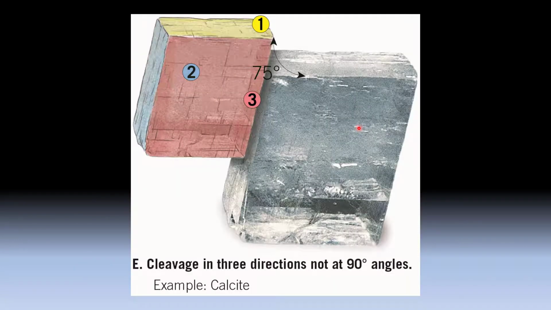Here's the mineral calcite. Also three cleavage directions, but notice now they're not sitting at 90 degrees. The smaller angle here is about 75 degrees. Calcite and halite are very common minerals, and that's how you tell them apart. Otherwise, they're both going to be more or less the same color. They're both going to have the same hardness. They look very similar. How you tell them apart is the angle between the cleavage planes.